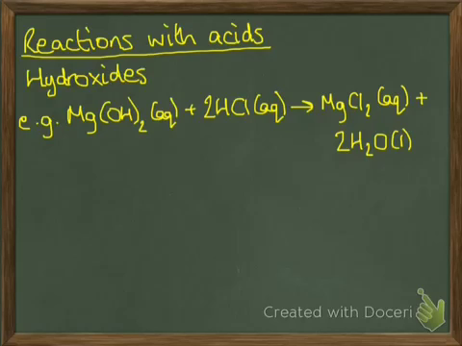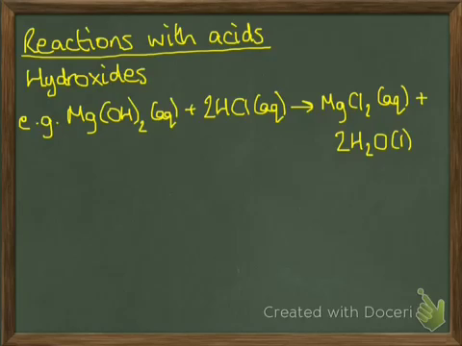this is an aqueous solution in this case, and we're going to react it with HCl, which is hydrochloric acid. Again, this is an aqueous solution, so it is also given the state symbol aq. Now, when these two react together, we form MgCl2, which is a salt. And because this is also in solution, we again give it the state symbol aq. We are also producing water as a result of this reaction, which has the state symbol l.